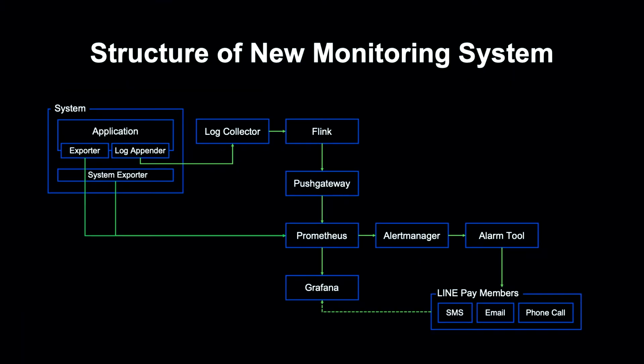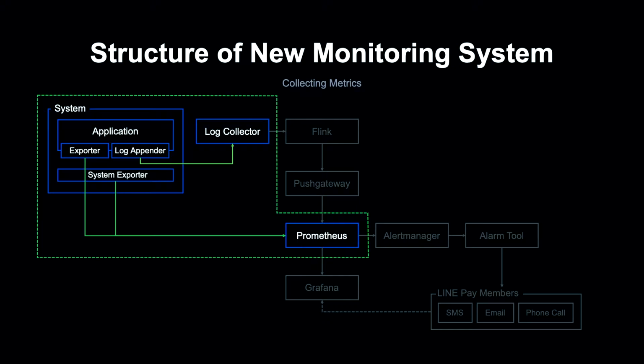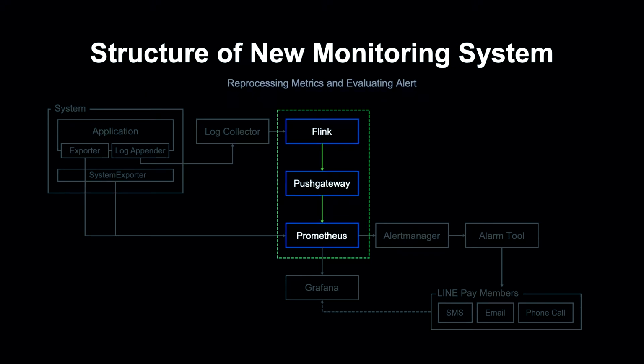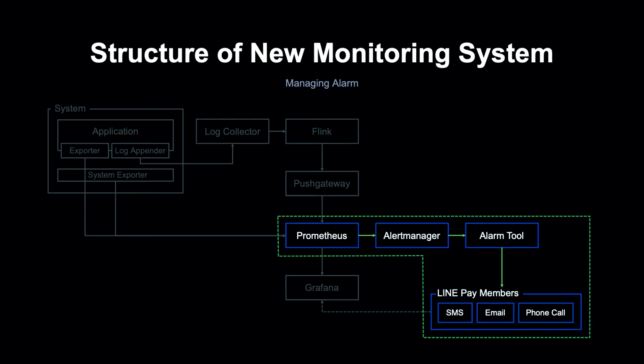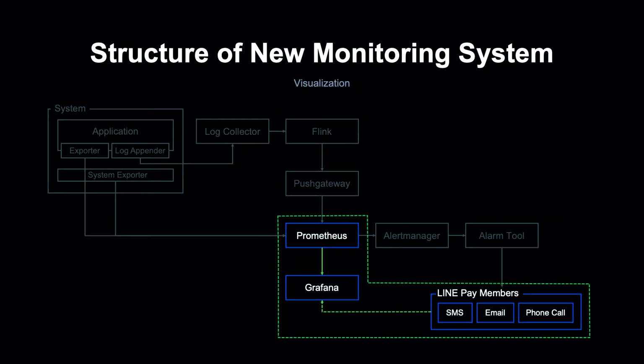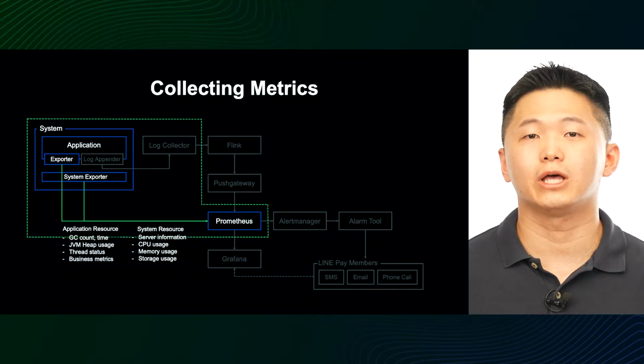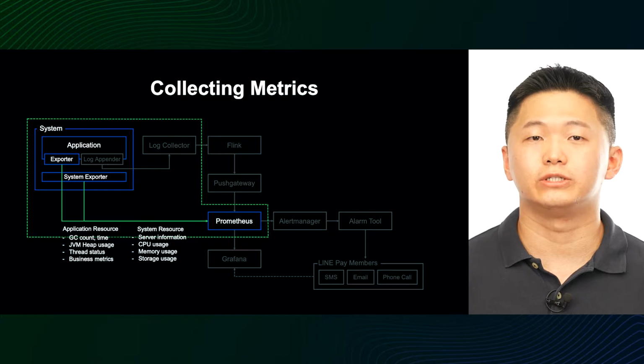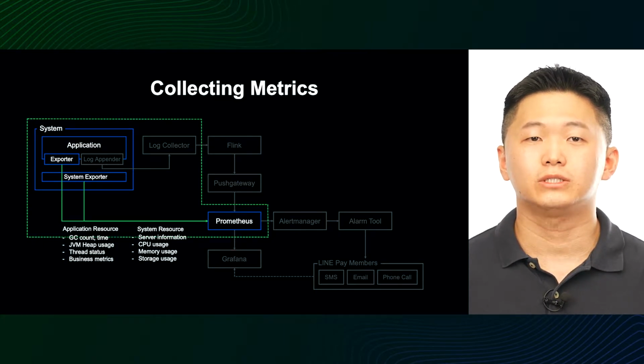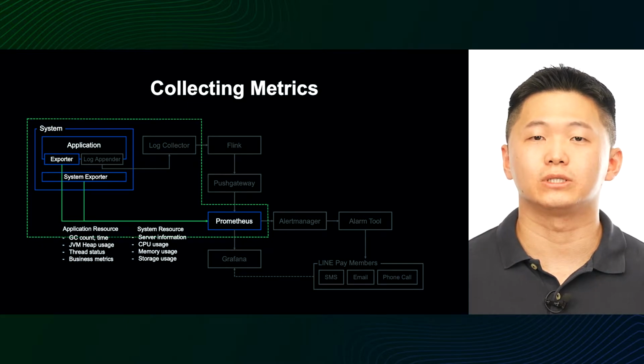This is the structure of the new monitoring system, and it is composed of 4 parts. First, collecting metrics. Second, reprocessing metrics and evaluating alerts. Third, managing alarms. And last, visualization. So first, let's see collecting metrics. We insert System Exporter and Application Exporter to collect metrics. System Exporter exposes resources like CPU or memory usage.